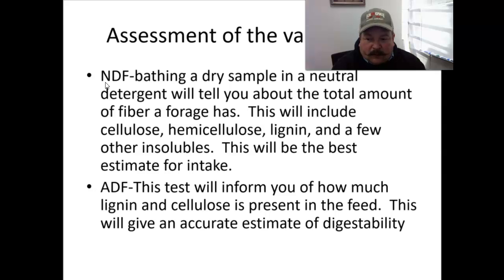The next test is we're going to figure out how much of that neutral detergent fiber is acid detergent fiber. That acid detergent fiber is a pretty tough nut to crack, and a ruminant animal is not going to mine a whole bunch of goodie out of the ADF. So the ADF gives us a really good estimate on how digestible it is. So we use the NDF to figure out how much you're going to eat, and then we use the ADF to figure out how much of it's any good.